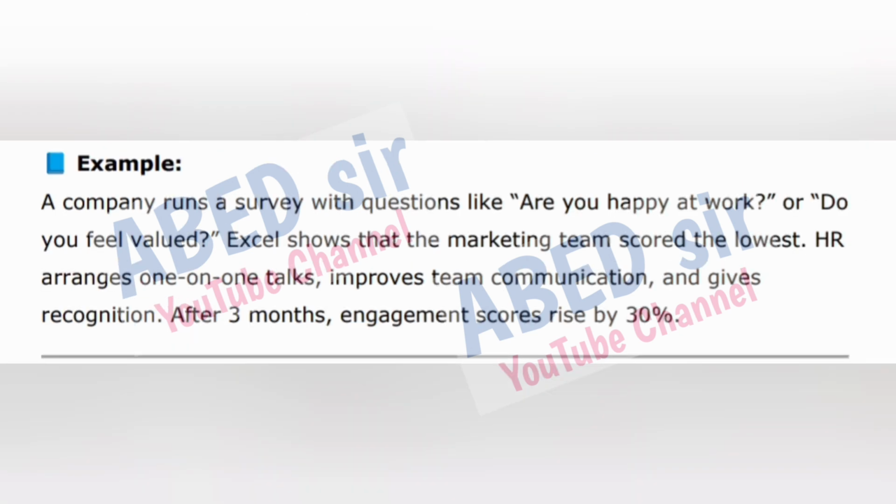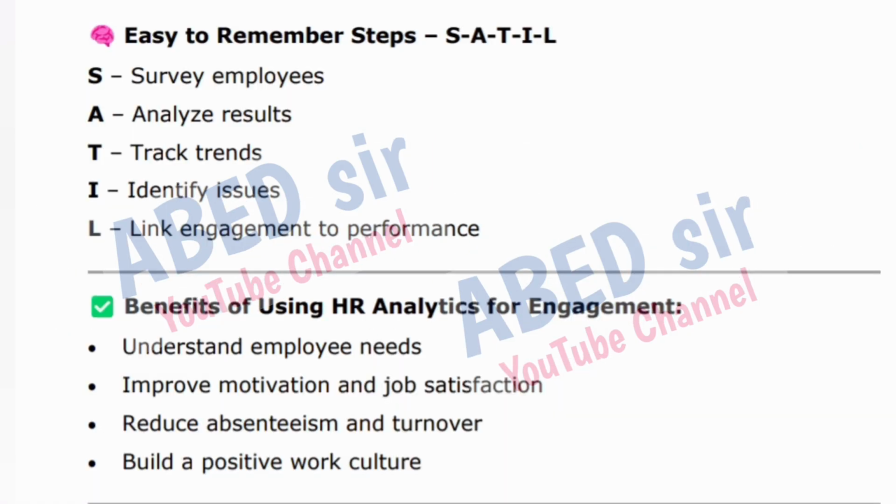Example: a company runs a survey with questions like, "Are you happy at work?" or "Do you feel valued?" Excel shows that the marketing team scored the lowest. HR arranges one-on-one talks, improves team communication, and gives recognition. After 3 months, engagement scores rise by 30%. Easy to remember steps: SATIL. S. Survey employees. A. Analyze results. T. Track trends. I. Identify issues. L. Link engagement to performance.